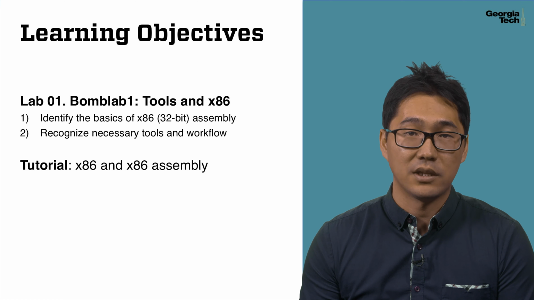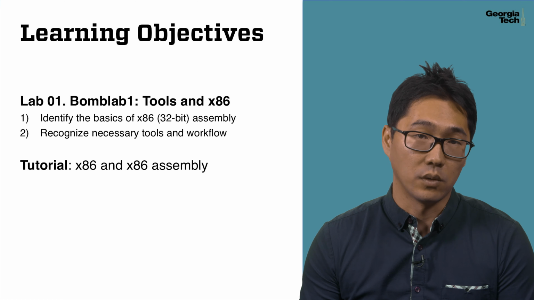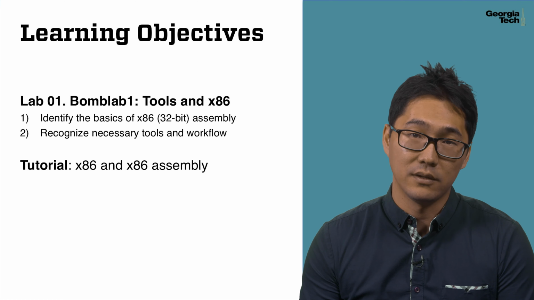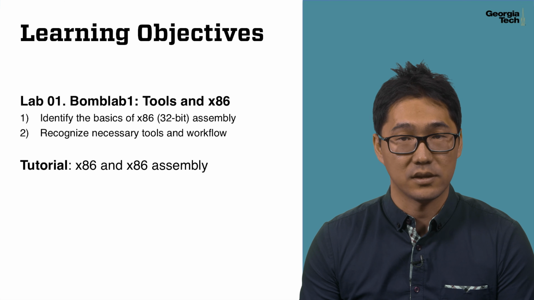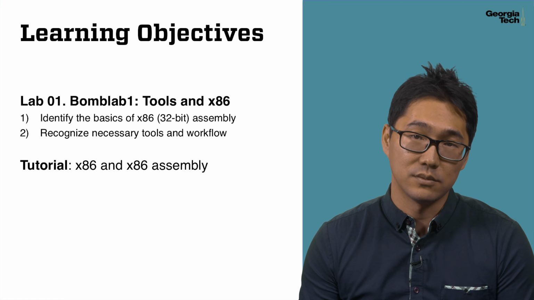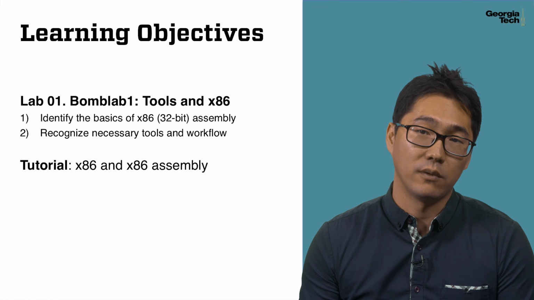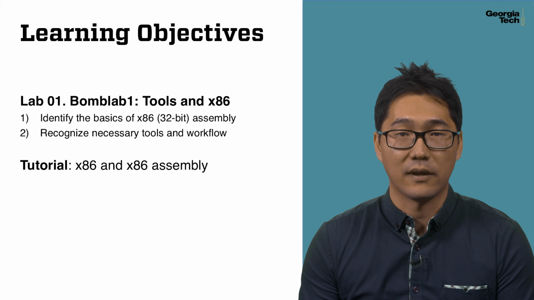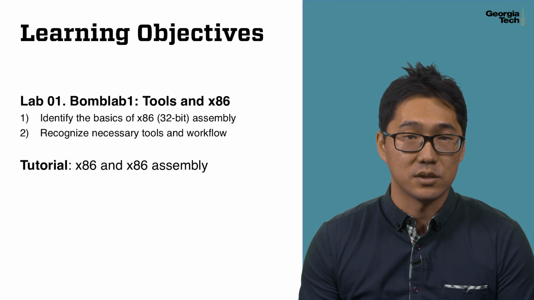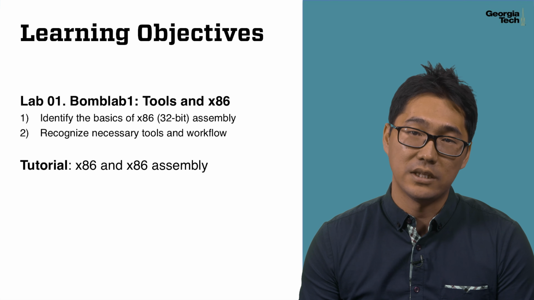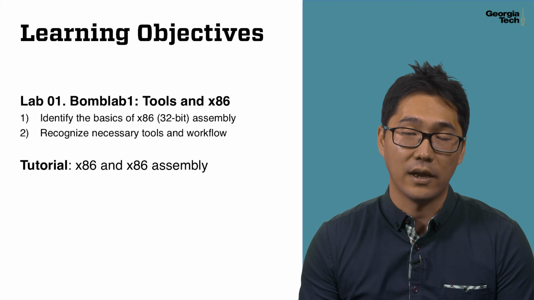The learning objectives of this week's labs are twofold. First is to identify the basic concepts of x86 32-bit architecture and assembly. Second is to recognize necessary tools required for later labs and the workflow of getting and submitting flags. In this week's tutorial, you will learn the details of x86 architecture and assembly.